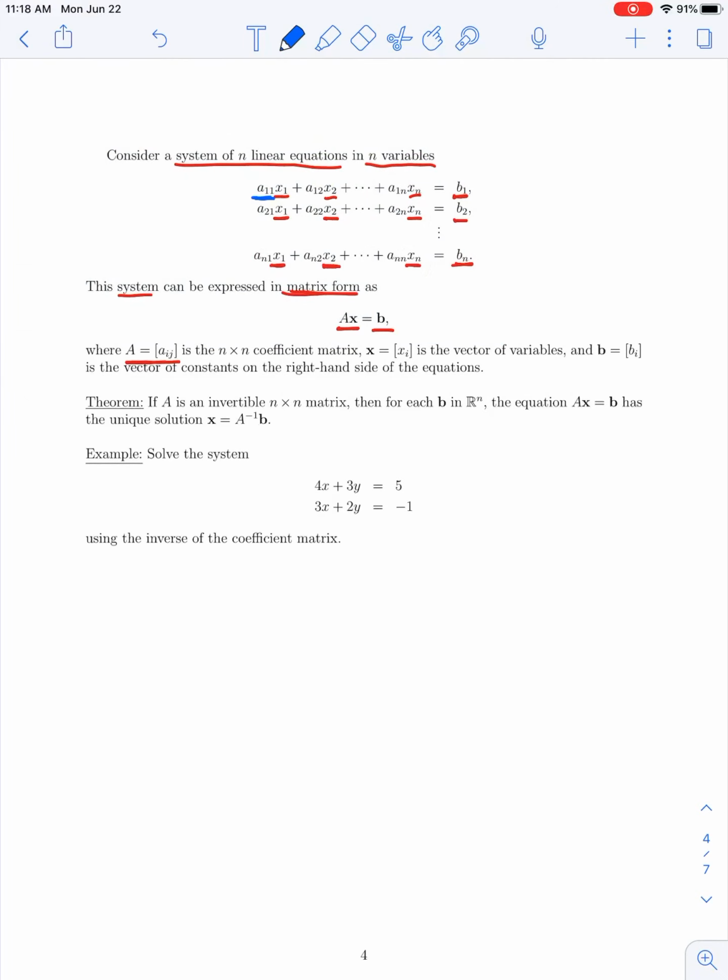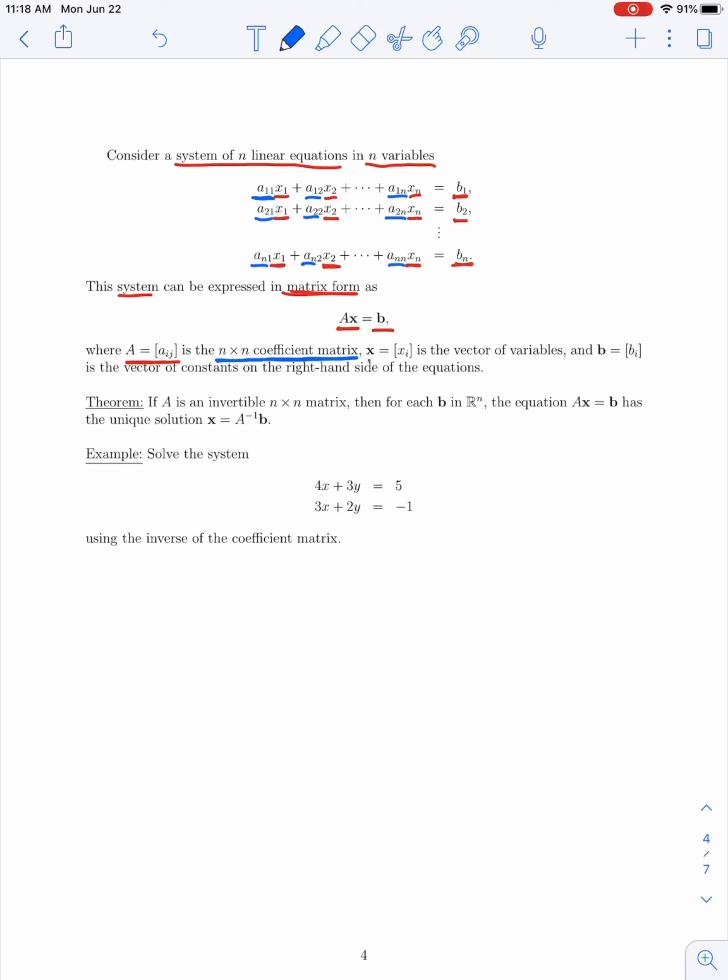sub ij. So the entries along the first row of that matrix would be a11, a12 up through a1n. The second row would be the entries a21, a22 up through a2n, and so on. So we have here an n by n coefficient matrix. So its entries are just the coefficients of x1 through xn for this system of equations.